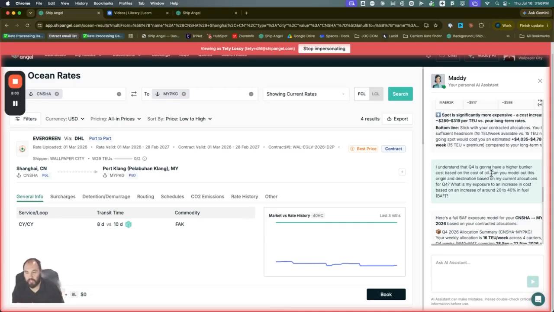How do we mitigate the BAF? Maybe we start to renegotiate, we use some spot market rates, we accept that a spot market rate may result in a dead freight on certain lanes. The differential between my rate, the spot market rate, and the dead freight gives me advantages to simply, you can now be run directly with Maddy inside the ShipAngel search functionality.